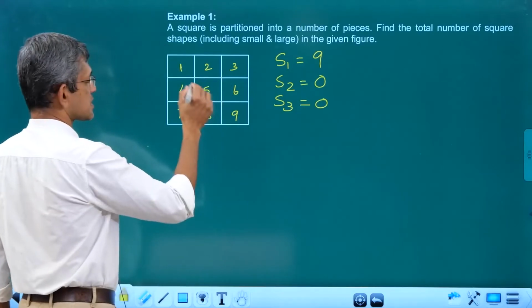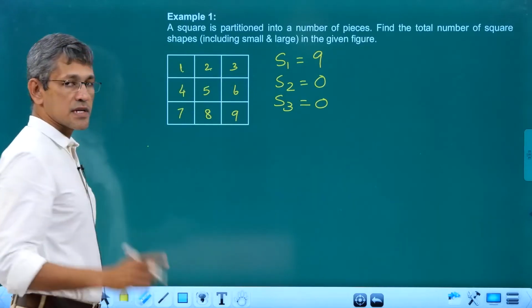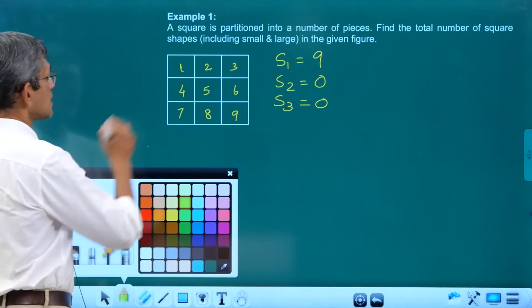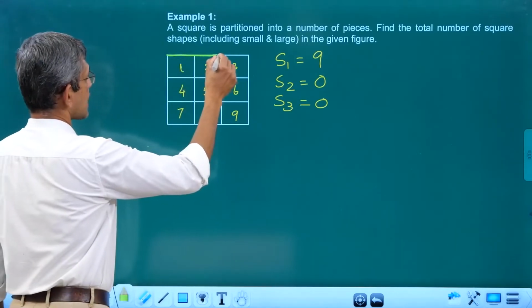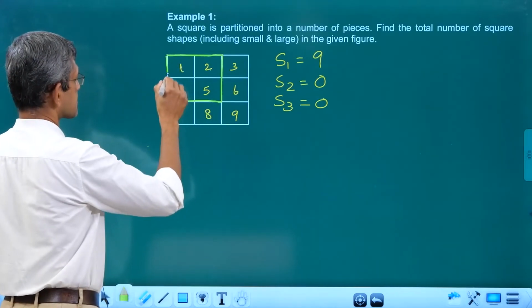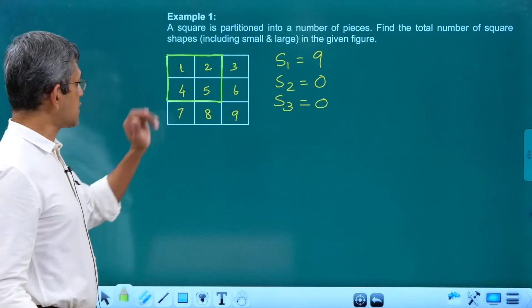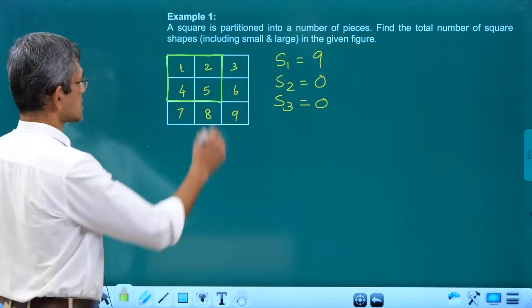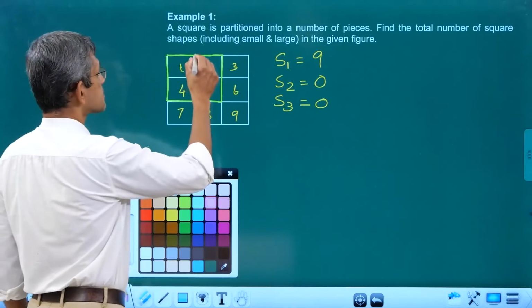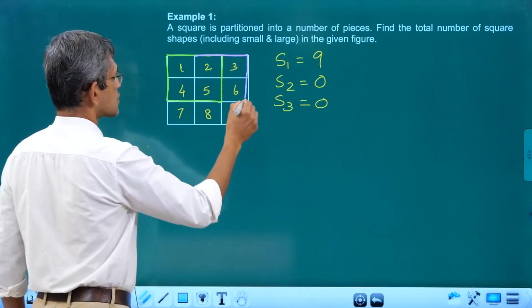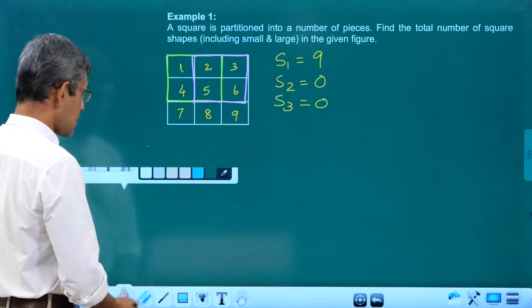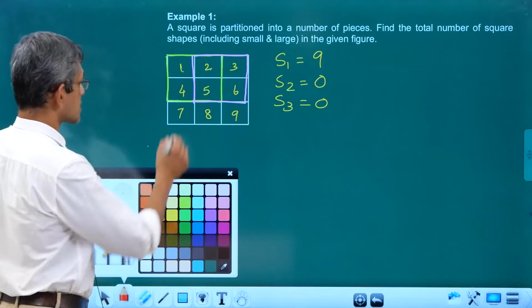But if you take 4 pieces, 1, 2, 4, 5, definitely we have a square. So 4 pieces together, we have 1 square. Any other 4 pieces? Yes, 2, 3, 5, 6, that's another square. Let me go for another color. And apart from that, we have another one here. What is it? This one.